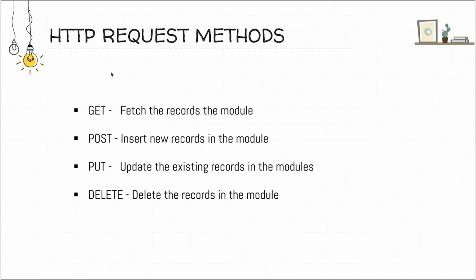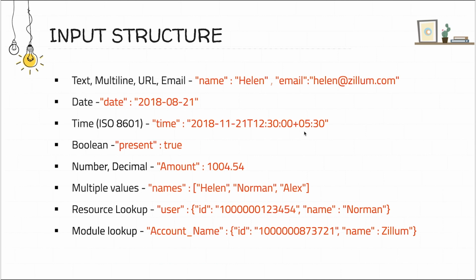And these are the HTTP request methods. The get method is used to fetch records, the post method to input records into your CRM, the put method to update existing information, and delete to delete the records in the module. And if it's a boolean value, then it should be just true or false. It shouldn't be a string. And for a number or decimal, you could just give the number as it is, no need for it to be in a string.